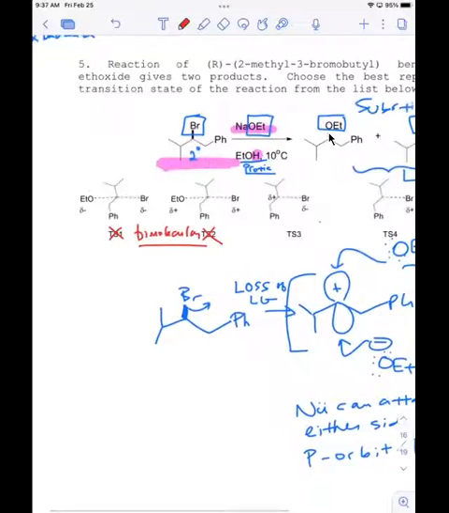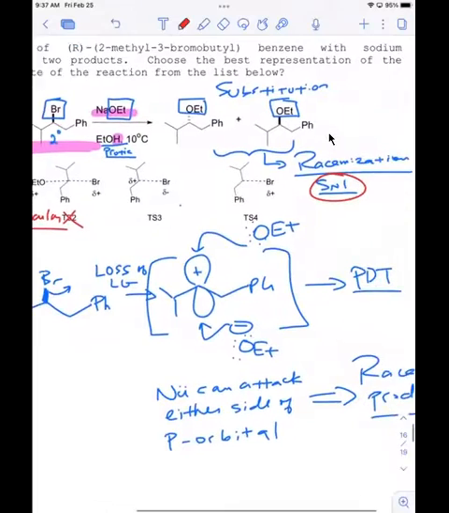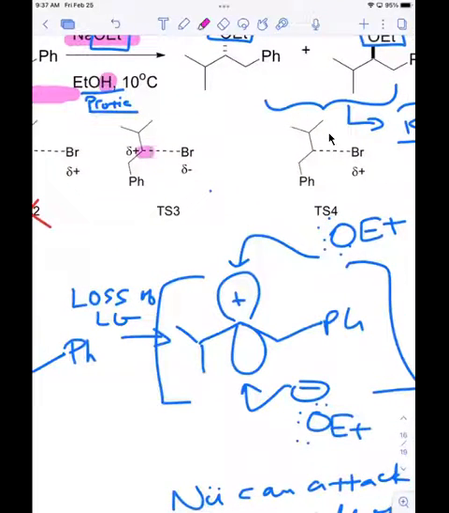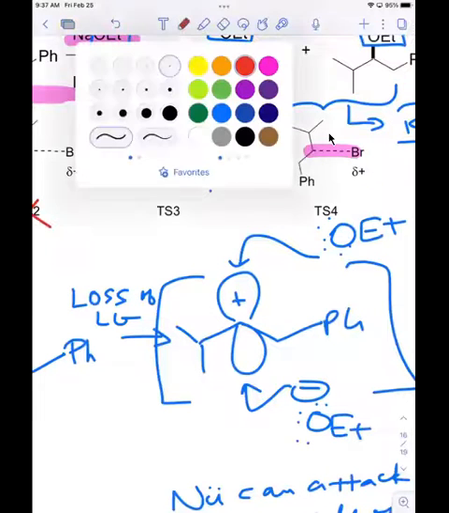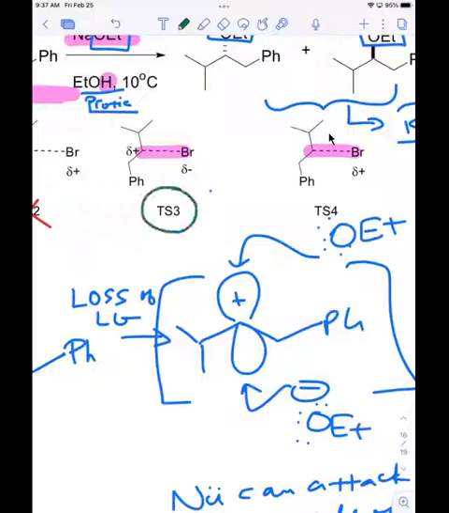Does that make sense? Yes, sir. All right. Now we can look at TS3 and 4, because both of those show a partially broken bond between the leaving group and the carbon in the substrate. But which one is the correct one though? TS3. Good. Why do you say that? Because the carbon has a partially positive charge. Yes. And the leaving group has a partially negative charge. What's wrong with TS4?